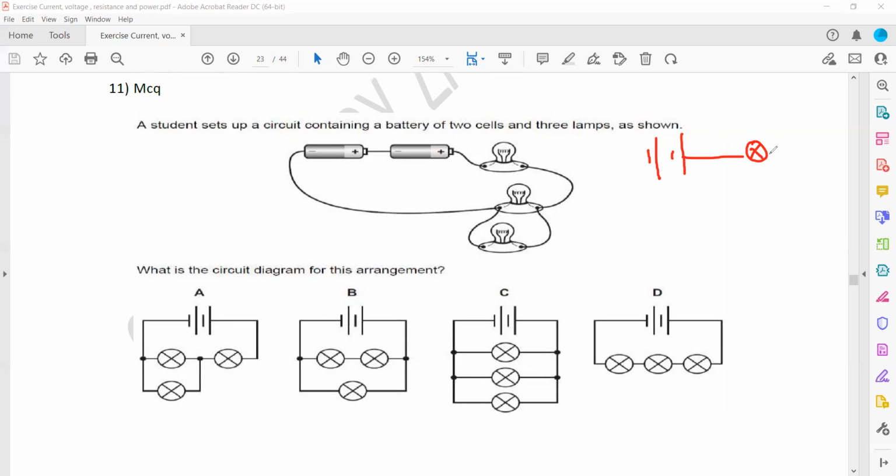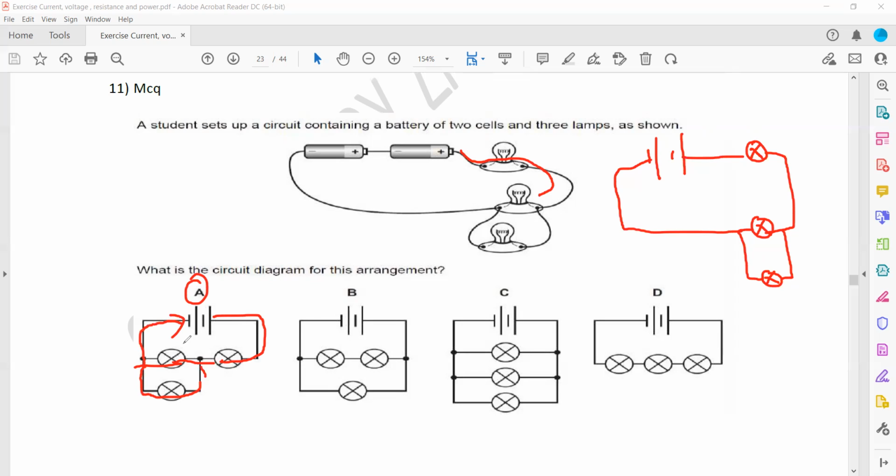Then this is connected to another bulb, and with this bulb there is another connection with another bulb, and then it is going back. So which one does it appear to be? We should have one lamp in series with the other two. So when we check option A, it matches with option A, because 2 cells are in series, the first bulb is there, and next to that 2 bulbs are there which are in parallel. So you can see 2 bulbs in parallel, and then the connection is going back to the battery.